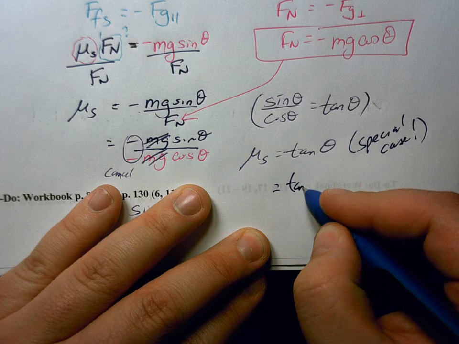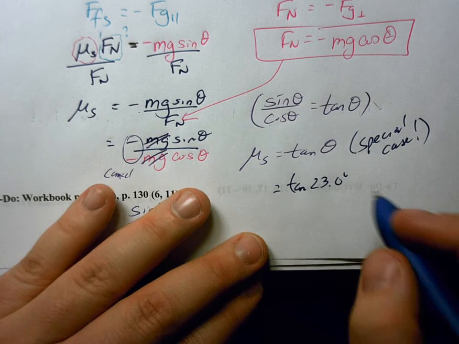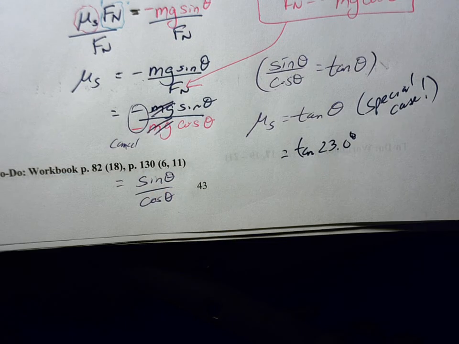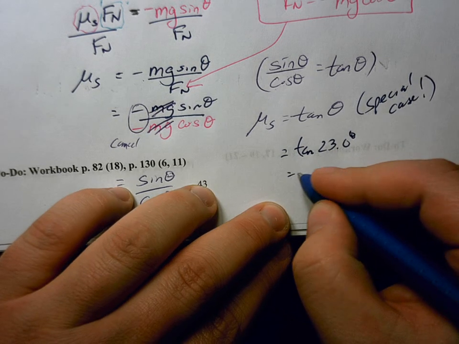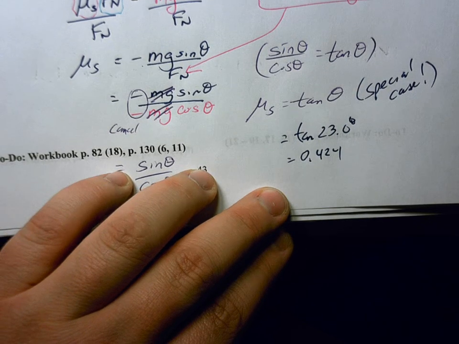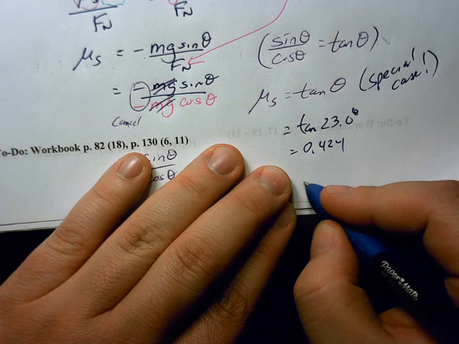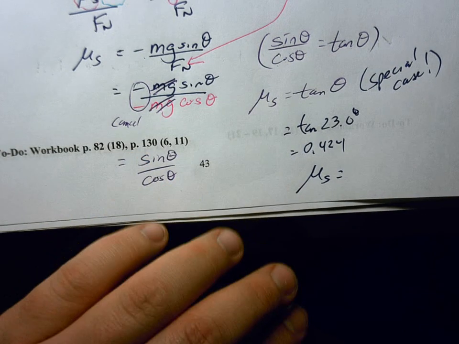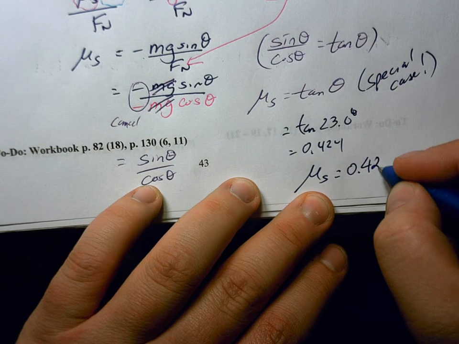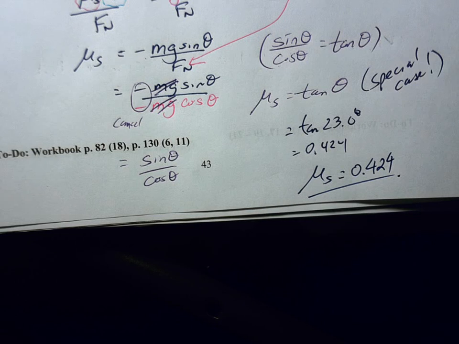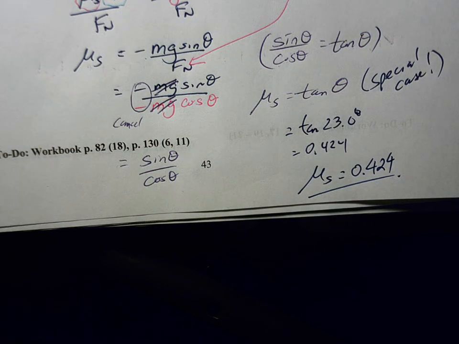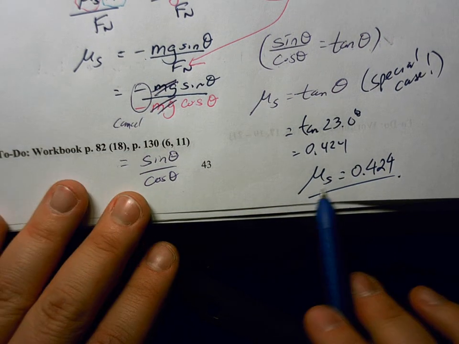So let's calculate that. What is tangent of 23 degrees? The tangent of 23 degrees is going to give us about 0.424. So in this scenario, the coefficient of static friction between the sled and the snow is about 0.424. Again, it doesn't have any units, we just present it as a number.